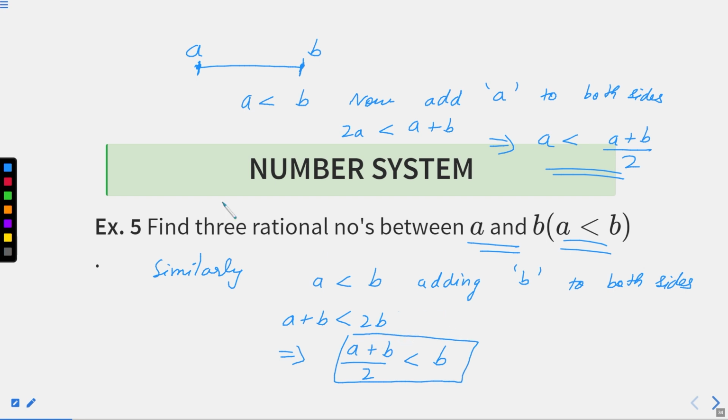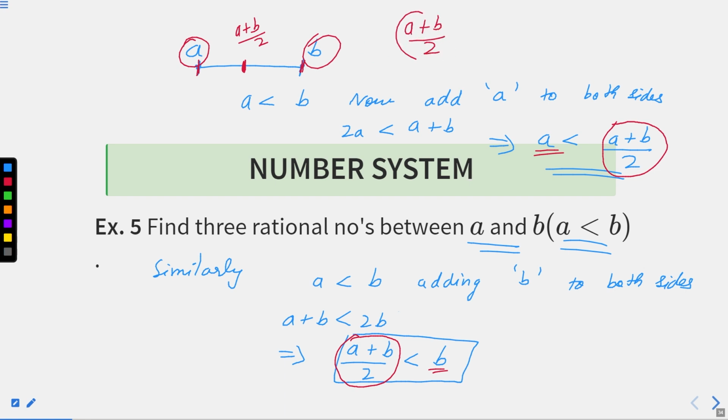Clear? So from here we can see that (a+b)/2 is greater than a, and (a+b)/2 is less than b. So we know a and b, and in between a and b there is (a+b)/2. If a is any number and b is any number, adding both numbers and dividing by 2, this number will always be less than b and strictly greater than a. So this number always lies between a and b.